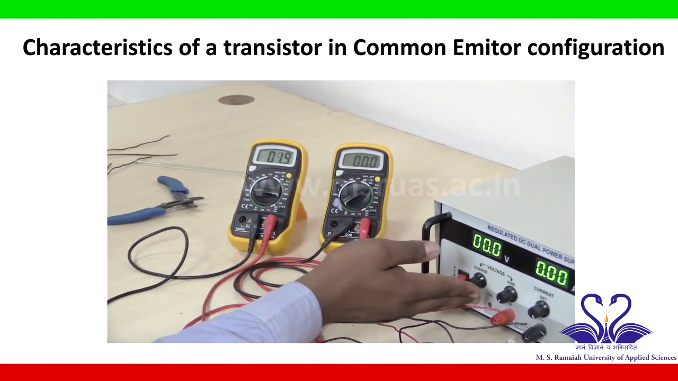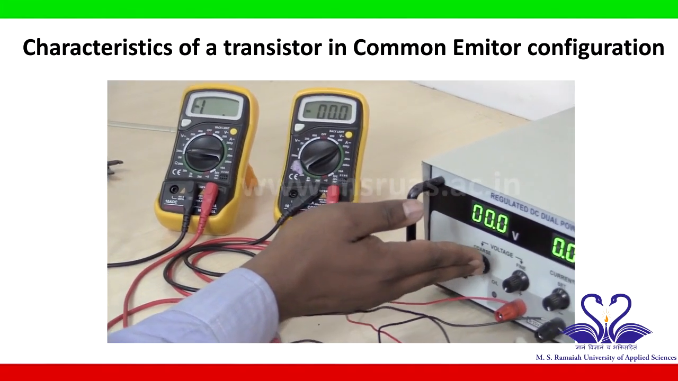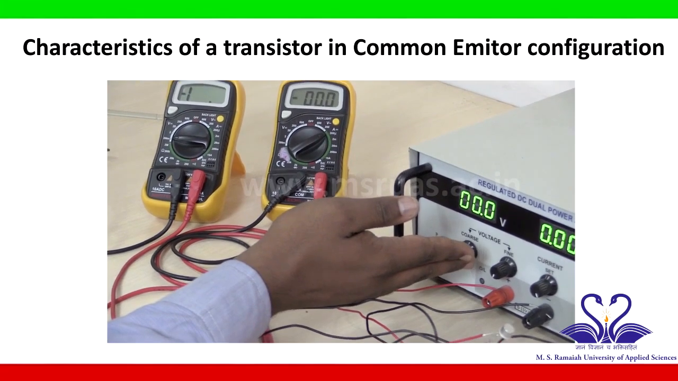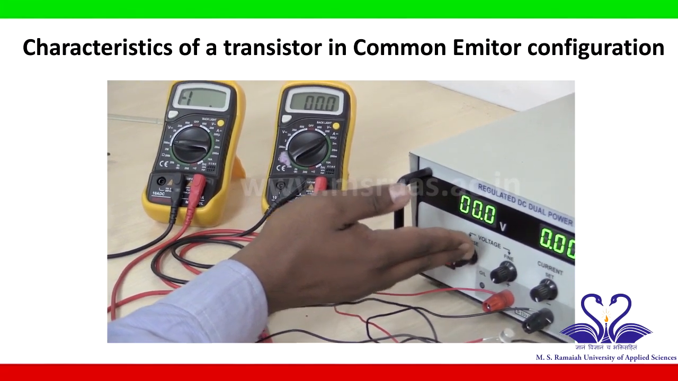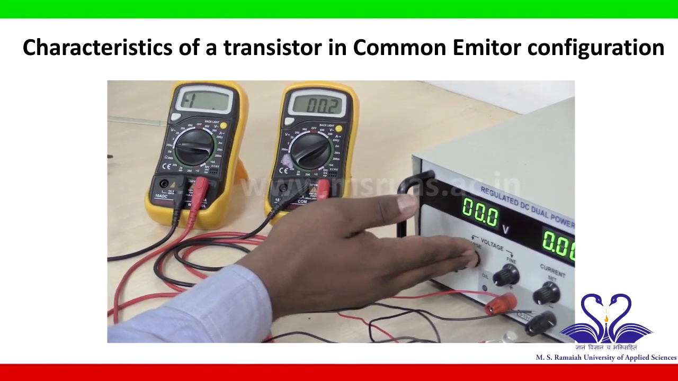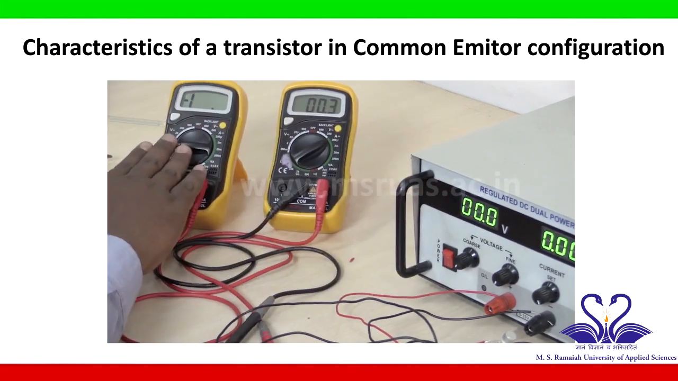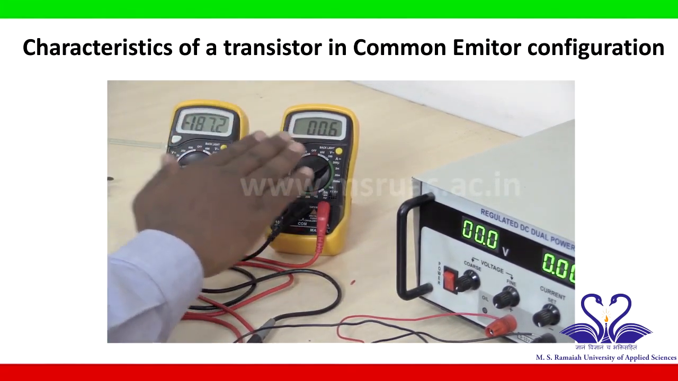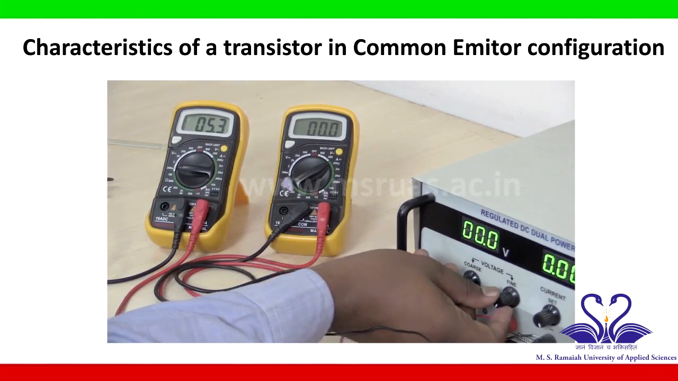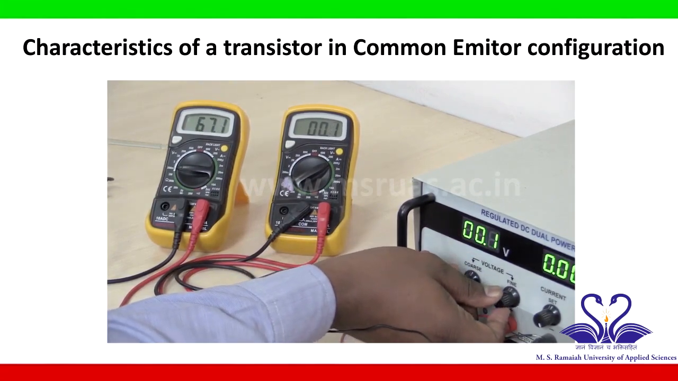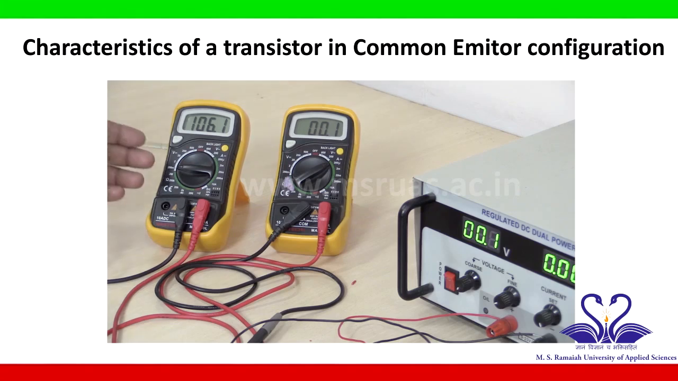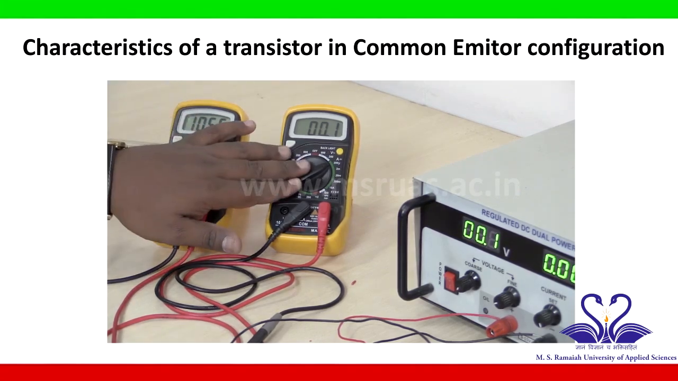Now again we will vary this VBB in steps of 0.1 volt from 0 volts to 1 volt. After 1 volt we will vary in steps of 0.5 volt from 1 volt to 6 volt, and note down the corresponding VBE and IB reading. For example, now I will make VBB as 0.1 volt, and for that I am getting a VBE of 106 millivolt and IB as 0.1 microamp.